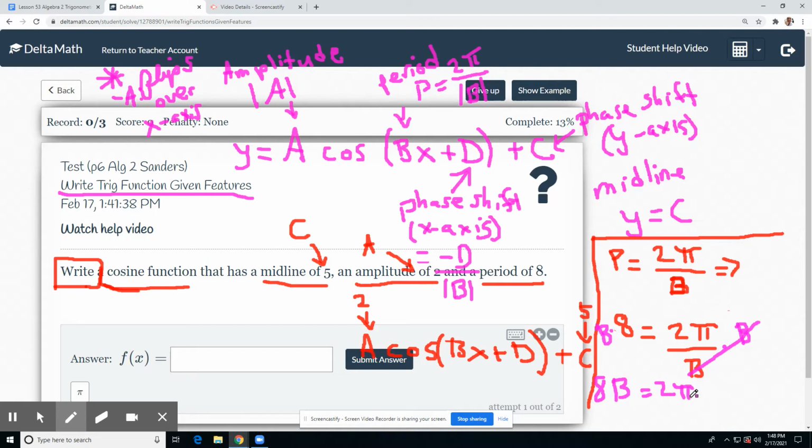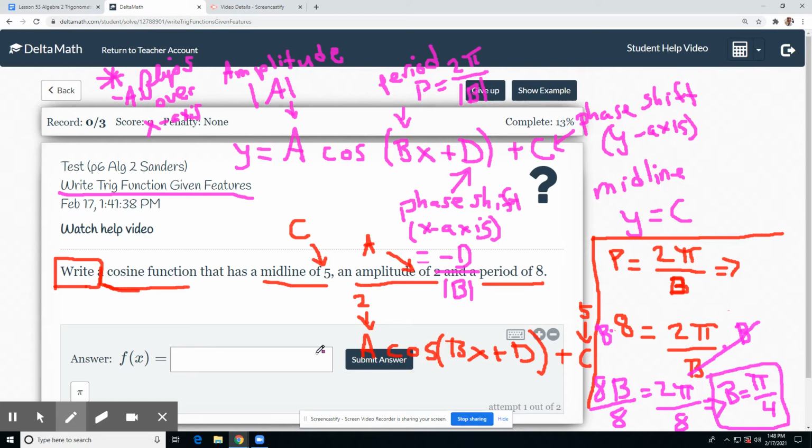And let's see, then divide by 8. Divide by 8. And I get B equals pi over 4. Is that what I had last time? If I plugged in, yeah, so just happened to work out that way. But I got pi over 4 on this one.